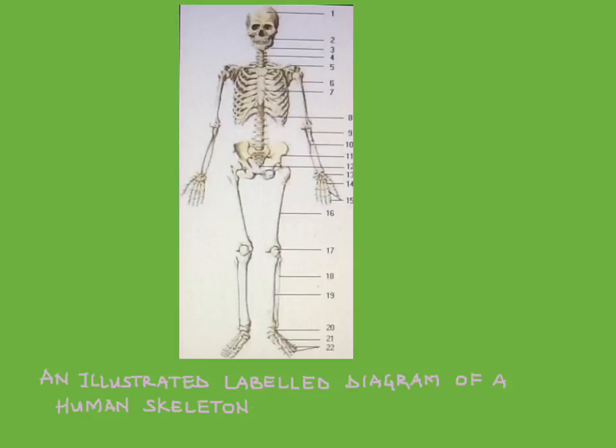Let us now look at this illustrated diagram of a human skeleton labeled 1 to 22. This diagram has been fully labeled and all the labels have been written to the right of the drawing. It can also be noted that all the label lines touch the structure it is labeling. Again, no labels can be found on the drawing.